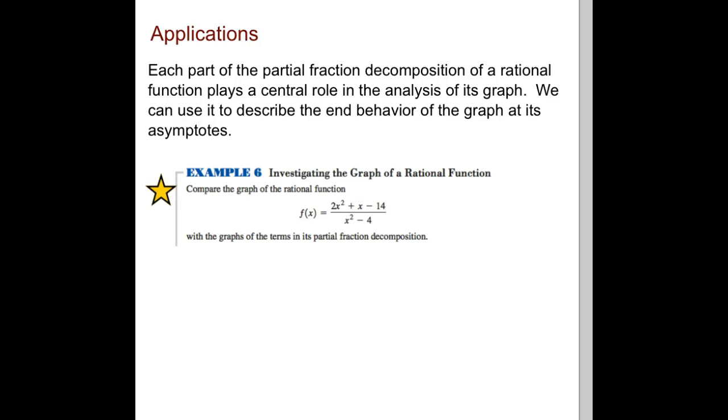For the application question, it says each part of the partial fraction decomposition of a rational function plays a central role in the analysis of its graph. We can use it to describe the end behavior of the graph at its asymptotes. So we're going to start out just decomposing this, okay? But then we're going to take each of the pieces that we've decomposed it into and analyze their graphs. All right, what does it tell me about the original picture?